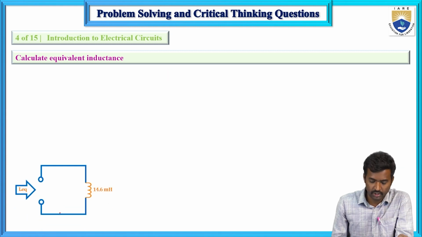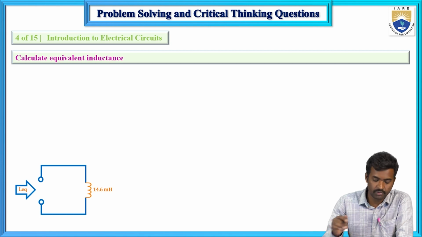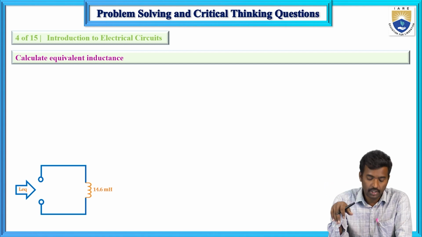So for that case, the value is 14.6. Now the equivalent inductance between the source terminals is 14.6 millihenries. All are rated in millihenries, so the final value is also 14.6 millihenries.